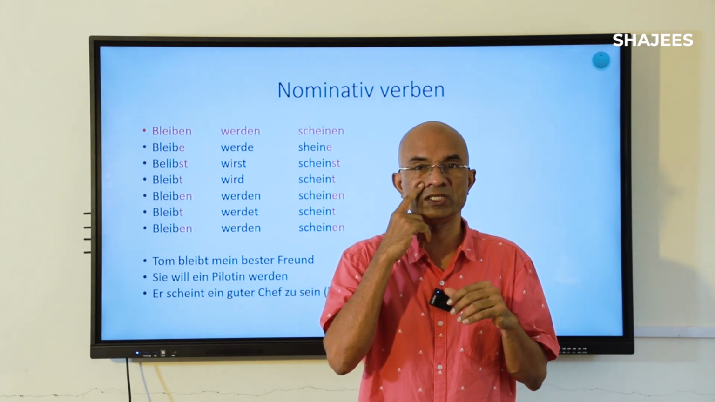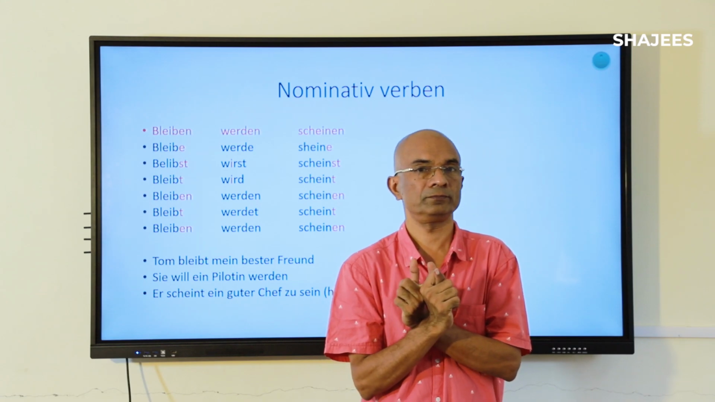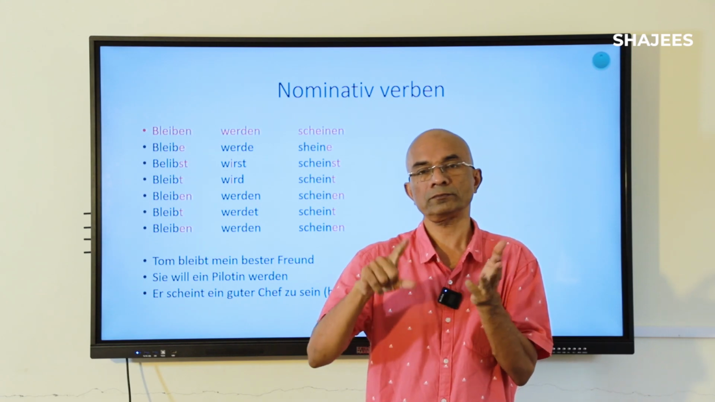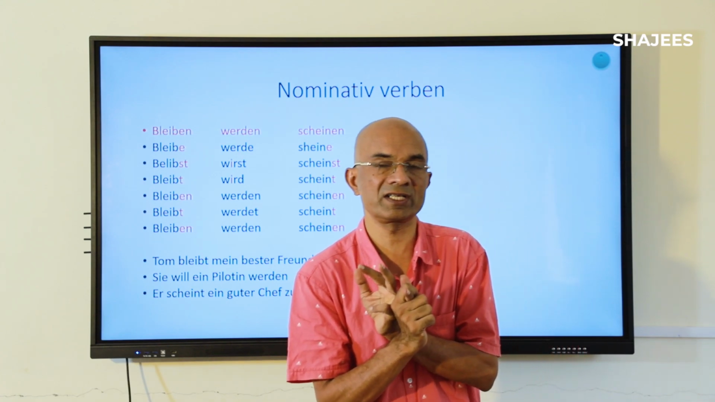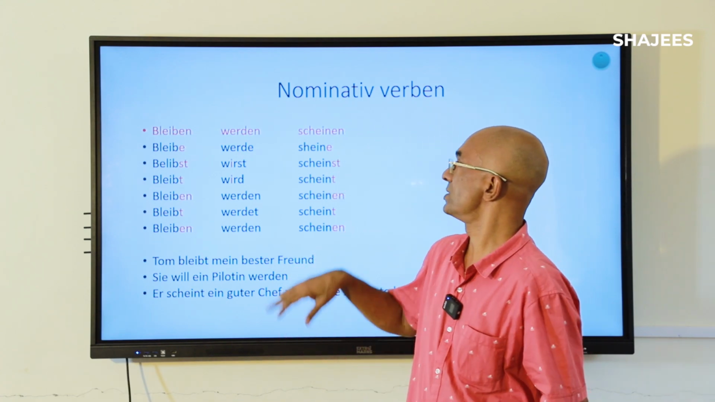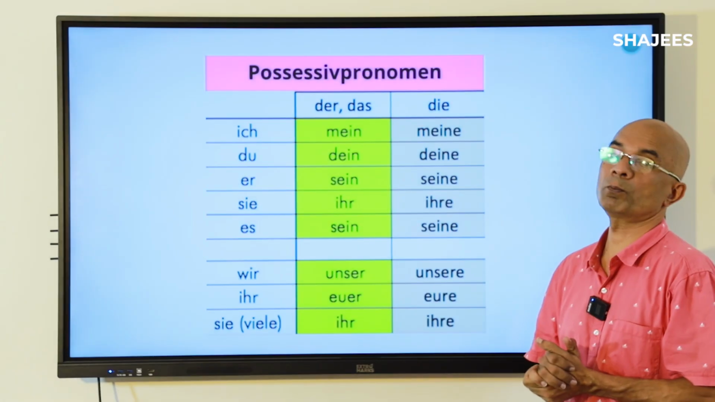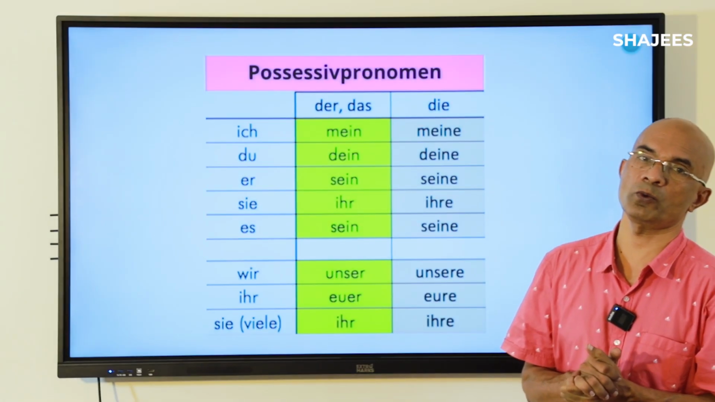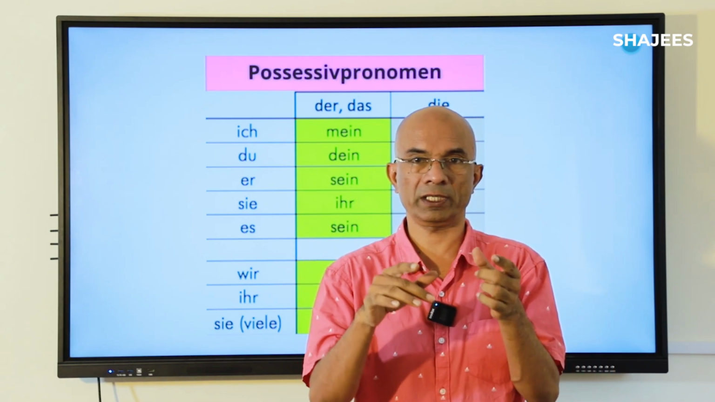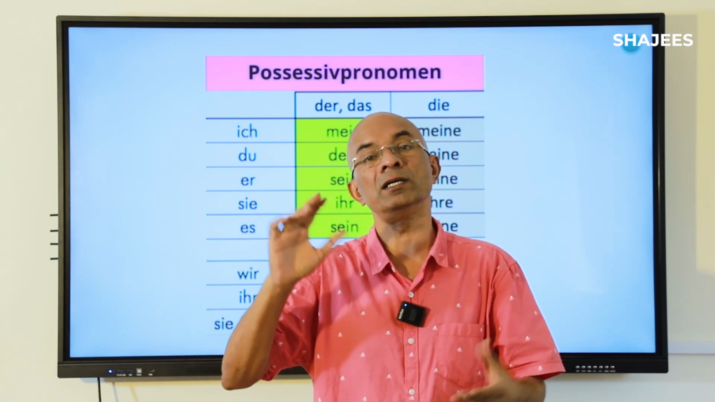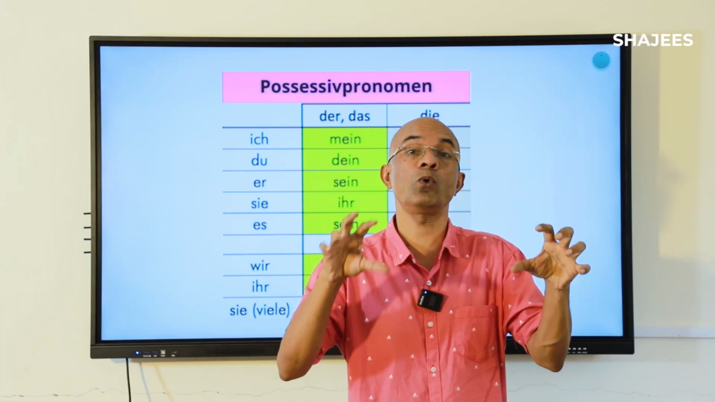In general, in nominative, we have learned article, personal pronoun, then bestimmte, unbestimmte, negative article, then nominative verb. The last part we are going to learn is the possessive pronoun. Okay, possessive pronoun means mine, yours, his, hers, and all these things. How can you say possessive? Who has it or who wants it?